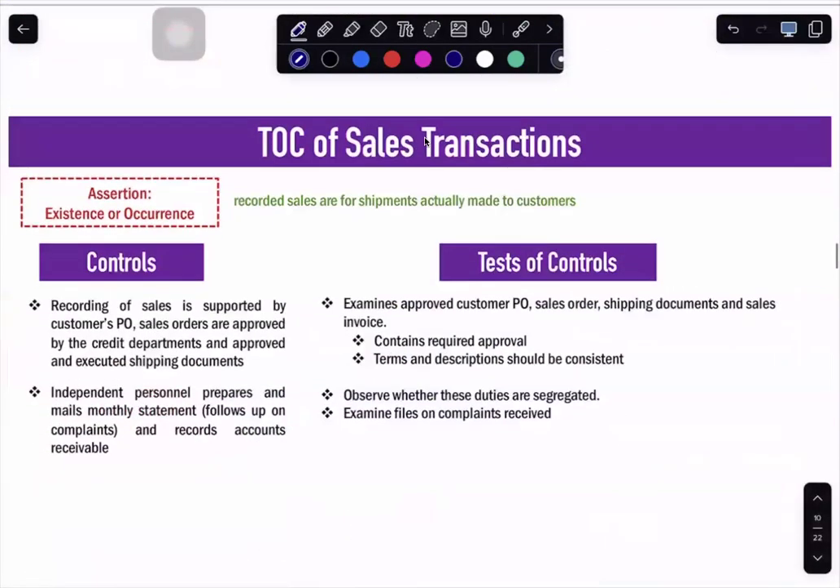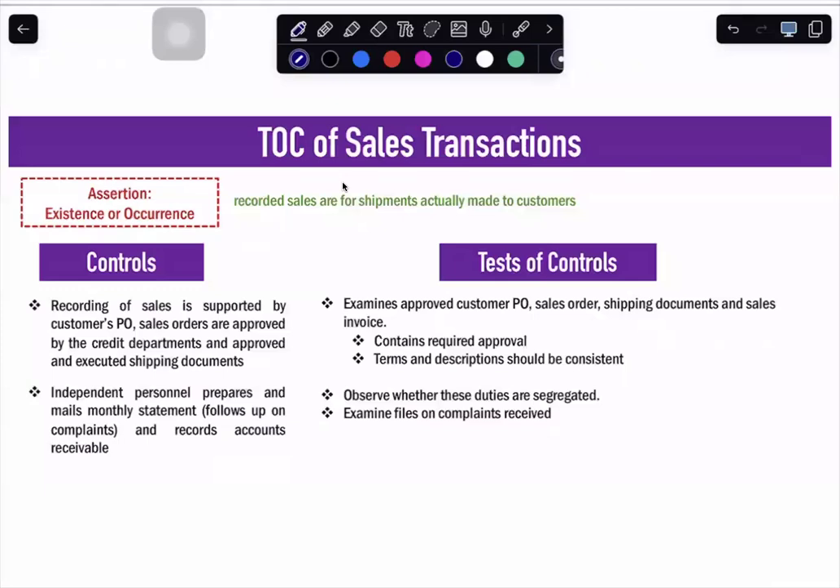Next, we go to your test of controls. So we're done with the different departments. We're done with the different activities. We're done with the different forms. And we already know the different controls. Now, let's test the controls. If you still remember, we test depending on your particular assertion.